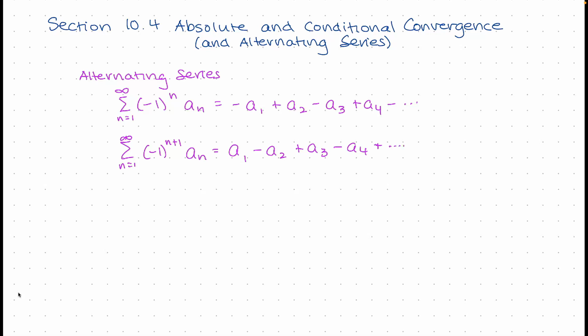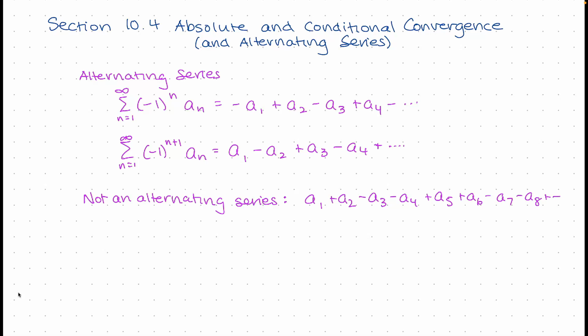That's all an alternating series is. An alternating series is not something like this. If you have a₁ + a₂ - a₃ - a₄ + a₅ + a₆ - a₇ - a₈ + and so on, that is not alternating. Every other sign has to change. So that's what I mean by an alternating series.